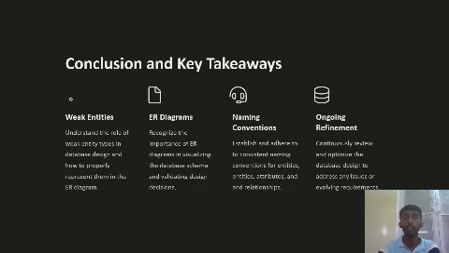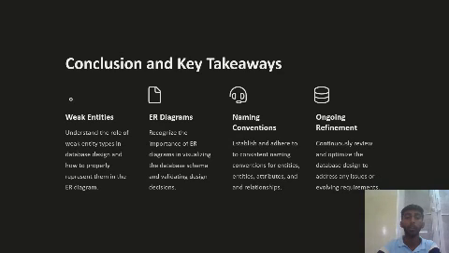Conclusion and key takeaways. Weak entities, ER diagrams, naming conventions, and ongoing refinements. These are the four conclusions and key takeaways. Weak entities. Understand the role of weak entity types in database design and how to properly represent them in the ER diagram.